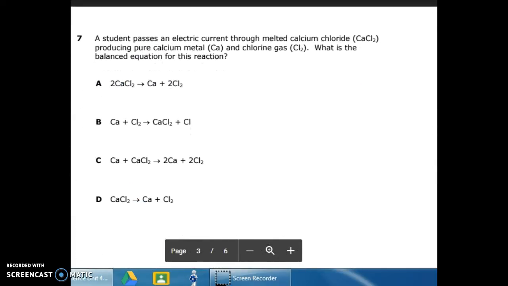Question 7. A student passes an electric current through melted calcium chloride, producing pure calcium metal and chlorine gas. What is the balanced equation for this reaction? So you need to go through each equation, list the elements, count the atoms. Which ones do not equal, or which ones do equal, is the balanced equation. So it's going to take you some time, but take the time to do it. You're looking for which one is equal on both sides.